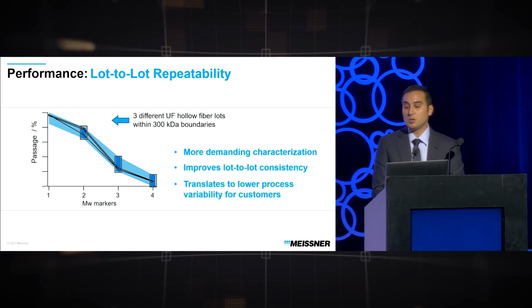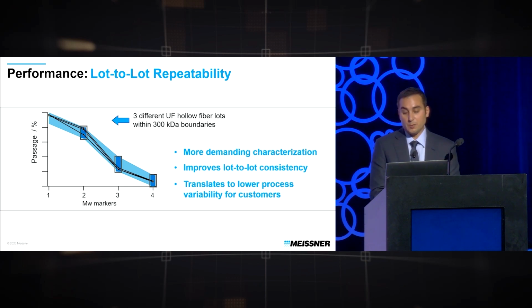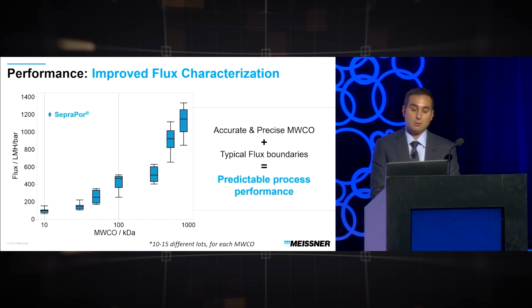So SepRapport ultrafiltration fibers are manufactured with the aim of having their filtration properties match their allocated passage band. So here are shown different UF membrane lots in this graph that are shown to fall within the allocated passage band for a 300 kilodalton membrane. So this would be considered as part of our lot release criteria. So we realize this is a more demanding characterization, but we're confident that it improves lot-to-lot consistency, and for our customers, translates into lower process variability.